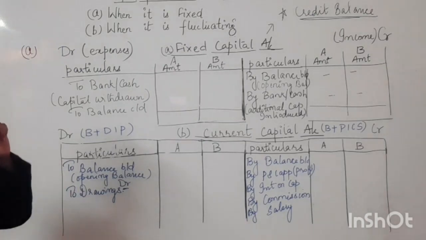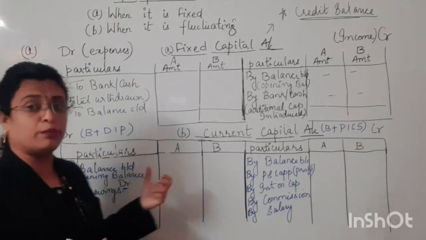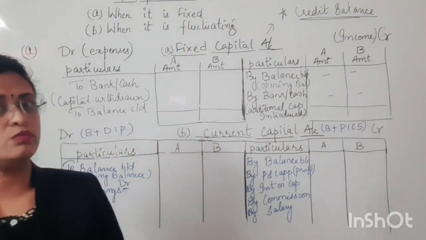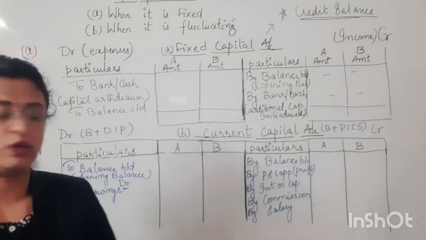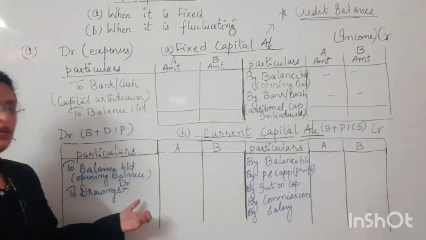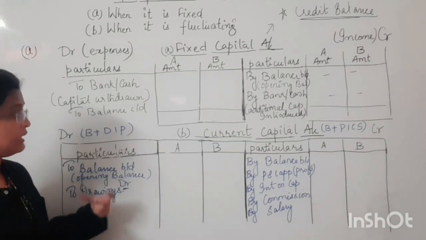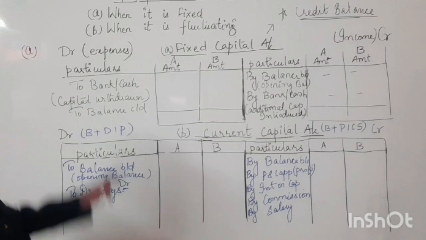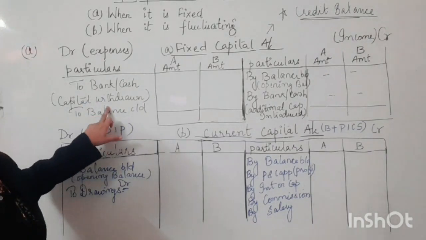If the partners are withdrawing some amount out of the profit as drawings, normally in the question, in the absence of any information, we assume that the drawings are out of profit only. So in case of drawings out of profit, definitely it will be shown here in the current account, and if it is given as out of capital, then it will be shown here in this format over here.